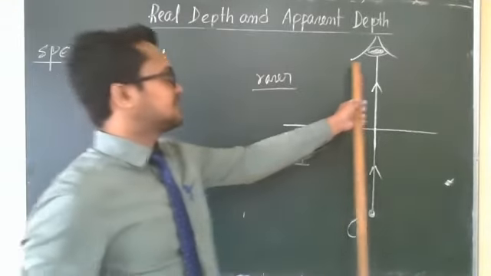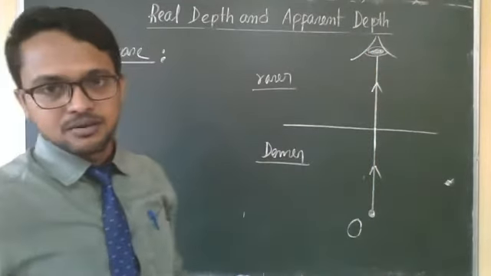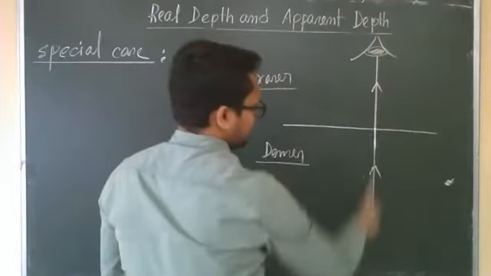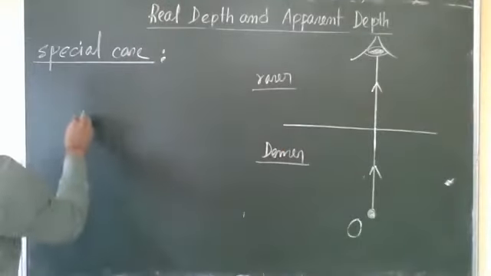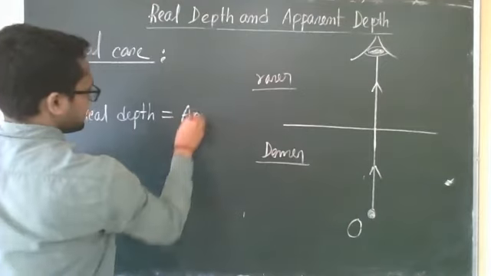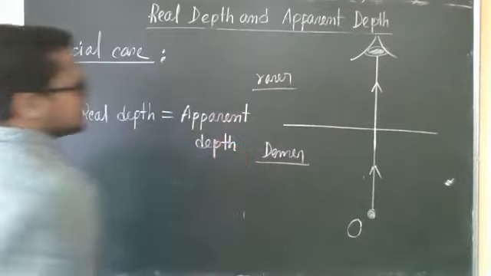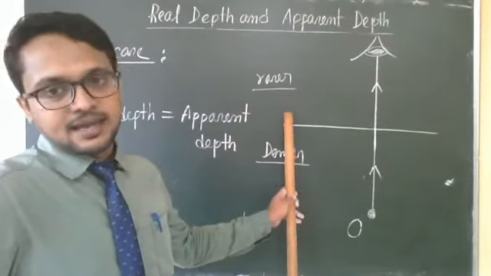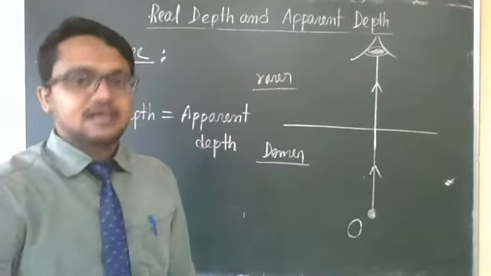When we are seeing the object from the rarer medium along the normal, when our eye is along the normal, the ray follows a straight path and I can see the object. So in this case, real depth equals apparent depth. What is the condition? The condition is when you are seeing the object from the rarer medium along the normal.